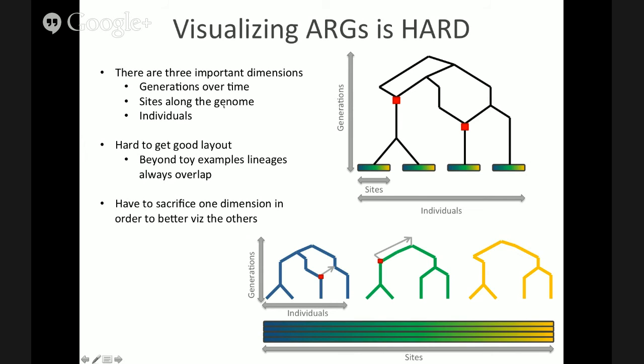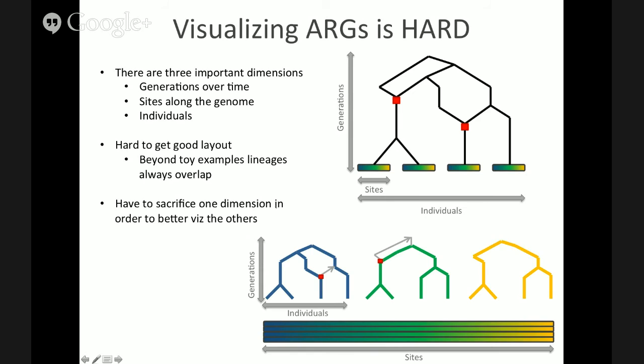And what makes it challenging is that there are three important dimensions. We have the generations over time, we have the sites along the genome, we have lots of different individuals. And so how do you represent all three dimensions in a 2D plot? Also, what makes it hard is the layout. Trees are easy to lay out, but with ARGs, you always have some crossing branches.